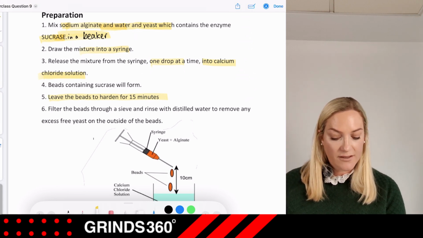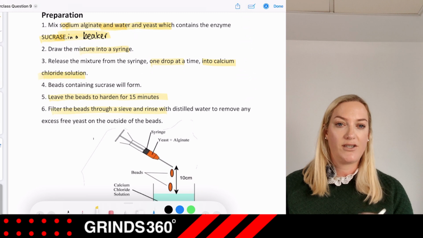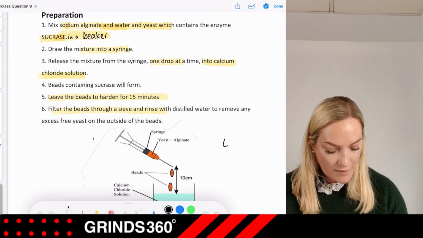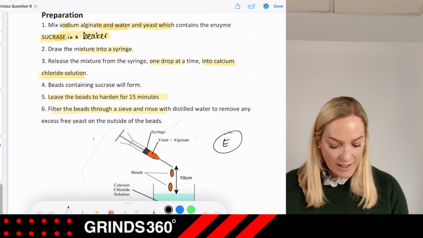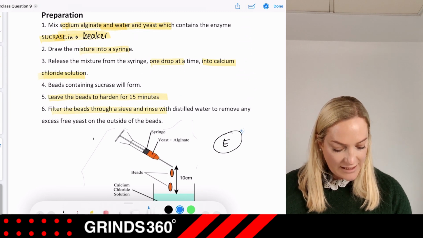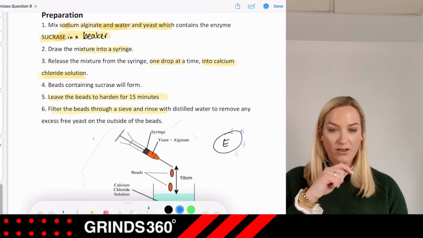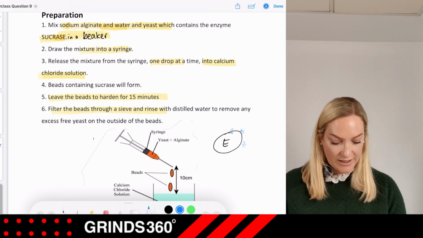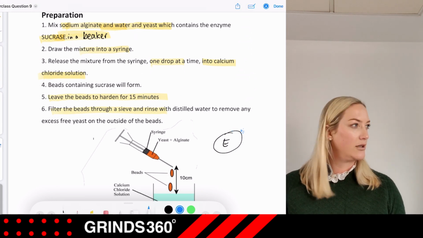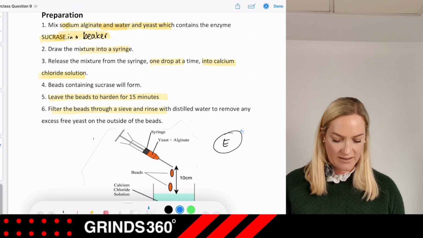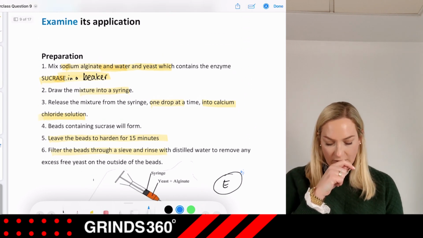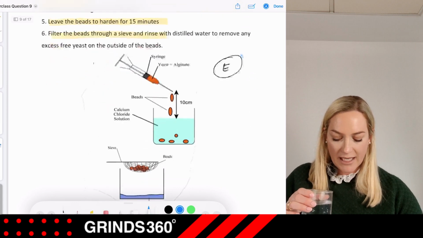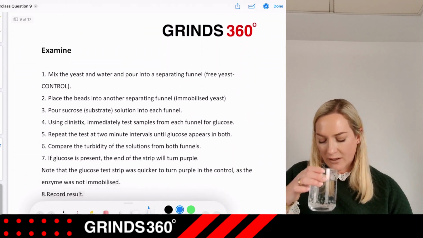We're then going to filter the beads through a sieve. And then I get my students to just rinse it through the tap with water. That's because if I have my immobilized enzyme here, I might have some leftover yeast stuck on the outside. By putting it through the water, you're getting rid of that excess yeast, because that could have an effect on your experiment results. So this is broken up into 2, the preparation of immobilized enzymes and the examination of immobilized enzymes. So that's what we're going to look at now.